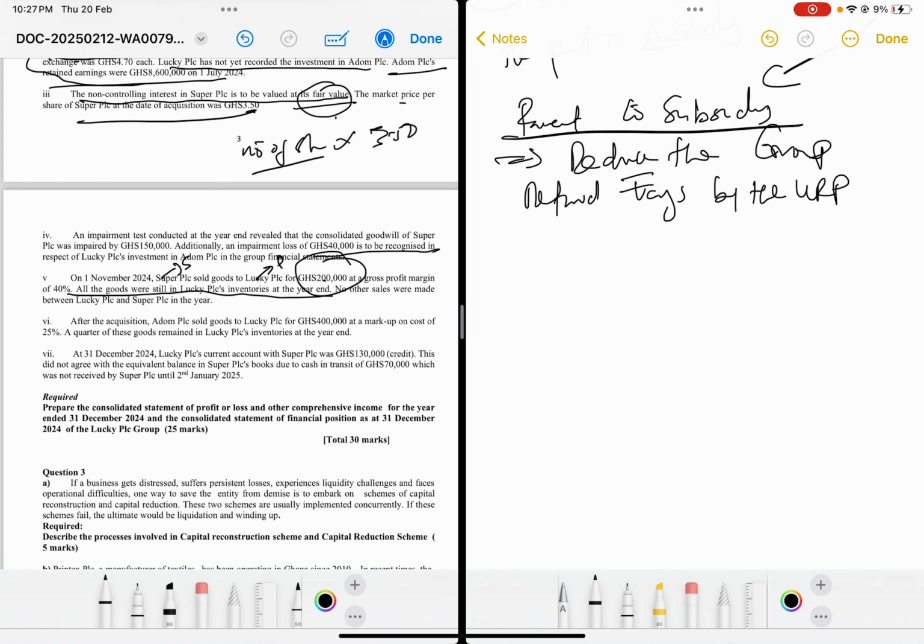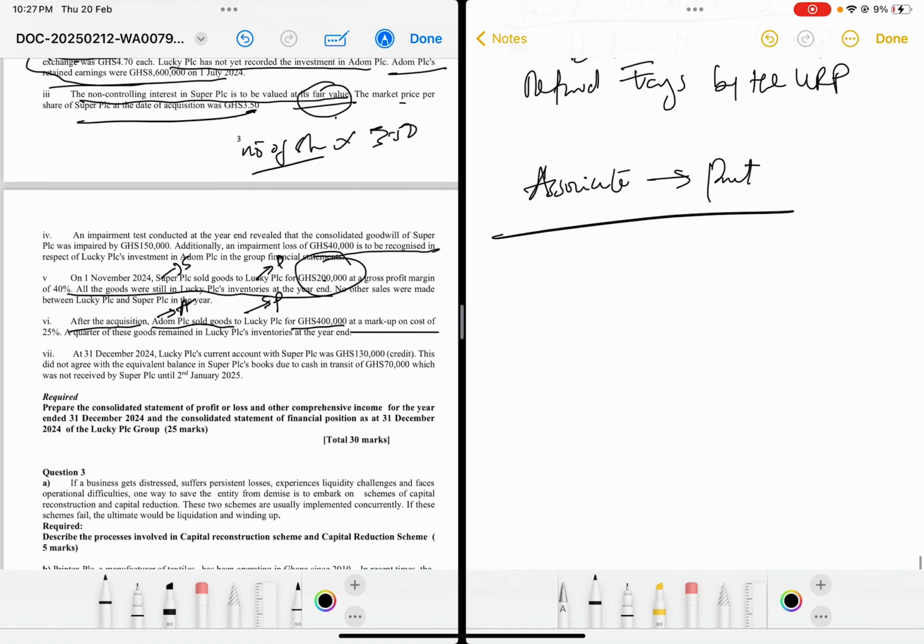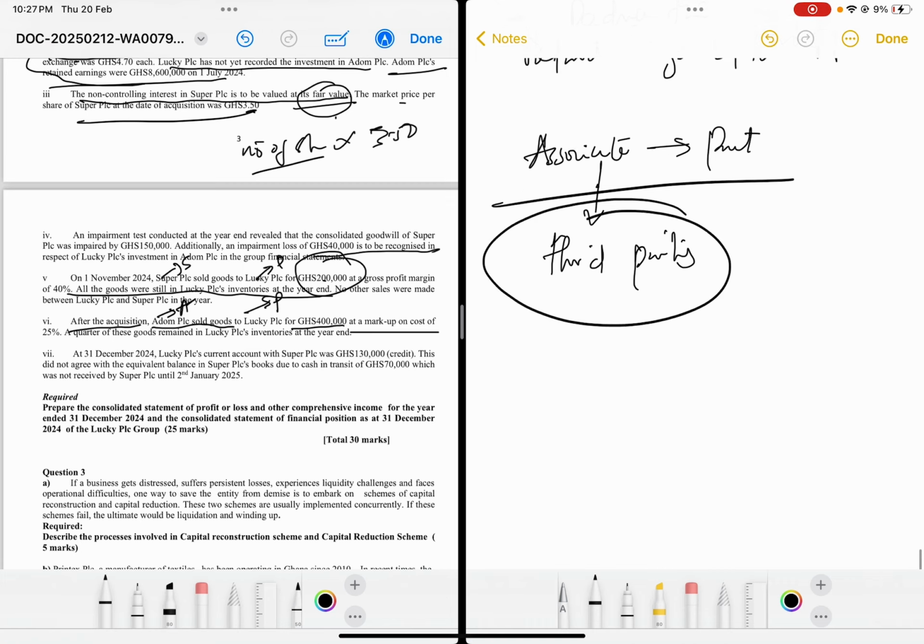Now the other one is saying that after acquisition, Adum PLC sold goods to Lucky PLC for 400,000 at a markup, right? So we realize that this is the associate and this is the parent. In the other video too, the transactions have been explained. Now if it's from associate to parent, what we are saying is that we are treating the associate as a third party.